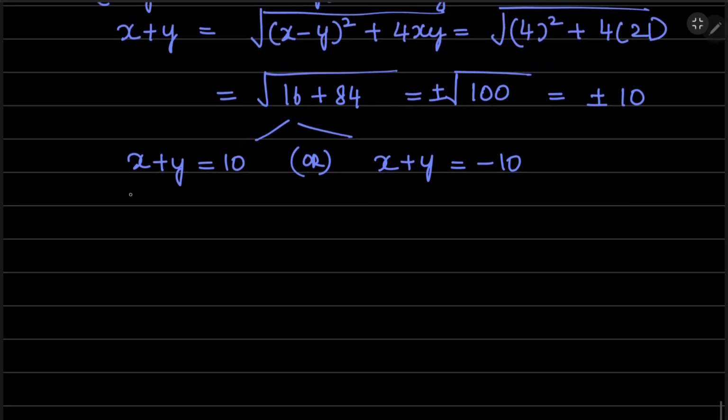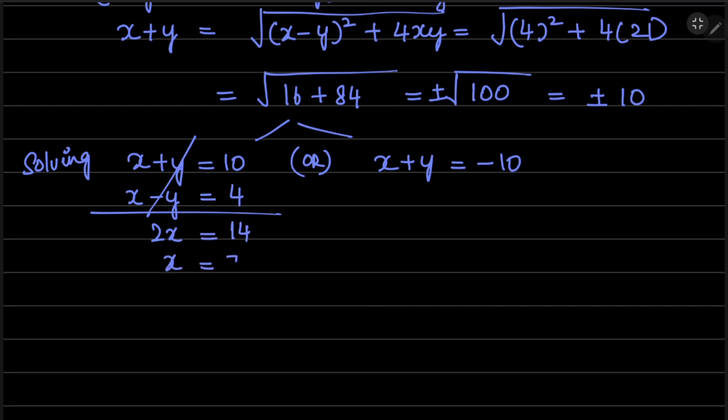So let us solve for x and y. x minus y equal to 4, if you take, you have to solve. Just add them. So what do you get? 2x equal to 14, or x equal to 7. Put it in one of the equations. So what will you get? y will be equal to 10 minus 7, that is 3. I'm directly doing it. So y equal to 3.